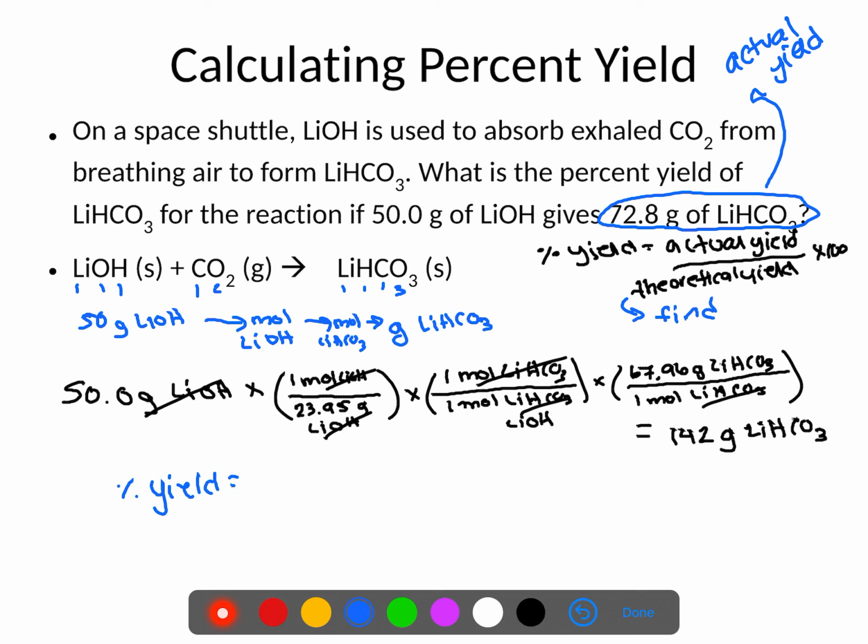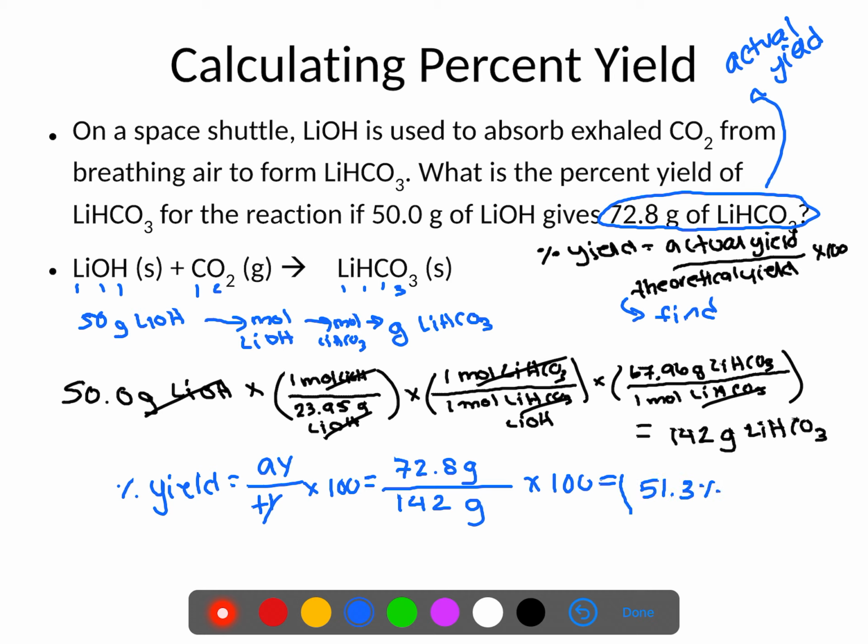So percent yield is actual yield over theoretical yield times 100. So you take your actual amount, 72.8 grams, divided by your theoretical 142 grams times 100, and you get 51.3% as your percent yield.